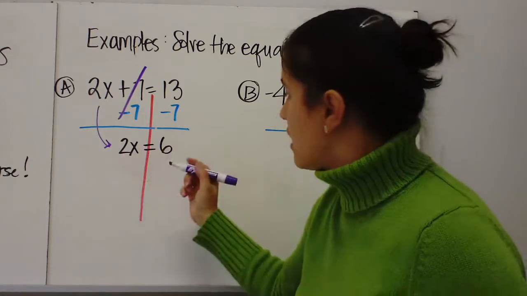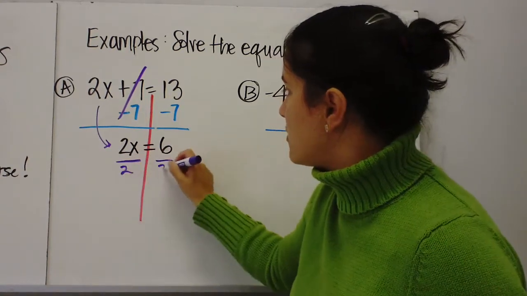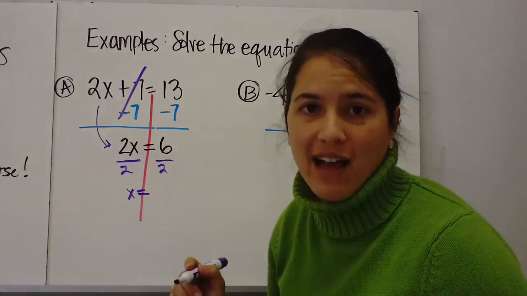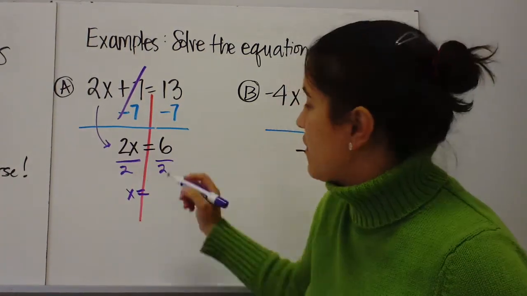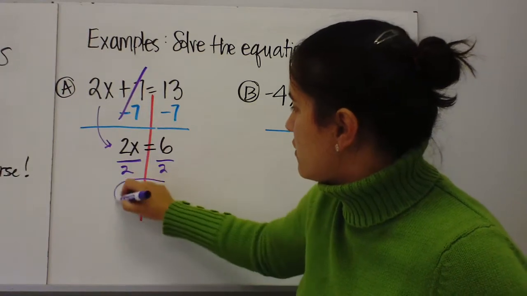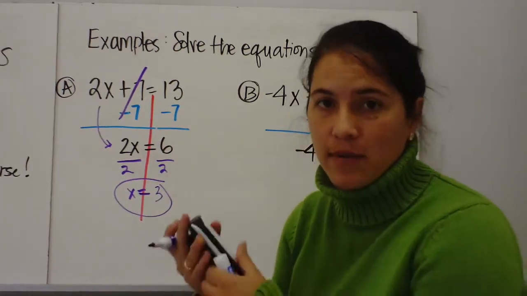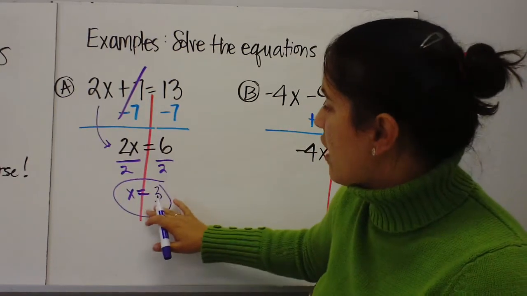2x equals 6. I'm going to divide both sides by 2, because remember, if you want to cross over that line, you have to do the opposite. 6 divided by 2 is 3. So x equals 3.